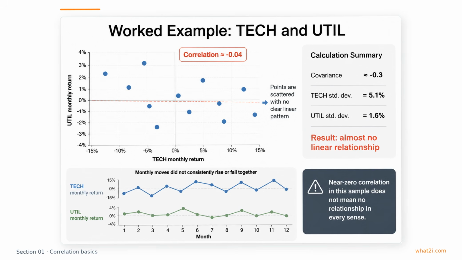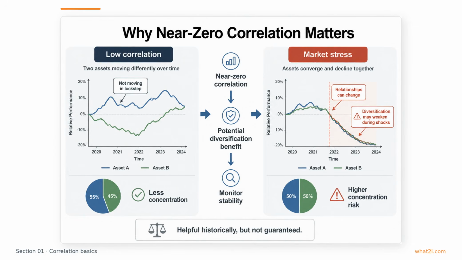The key lesson is that a near zero estimate can appear even between two well-known equity sectors when their short-term return patterns do not line up in a stable way. Near zero correlation matters because it may point to a useful diversification opportunity. If two assets are not moving in lockstep, combining them can reduce concentration in one single market pattern. That does not guarantee lower losses in every period, but it can help smooth the ride over time.